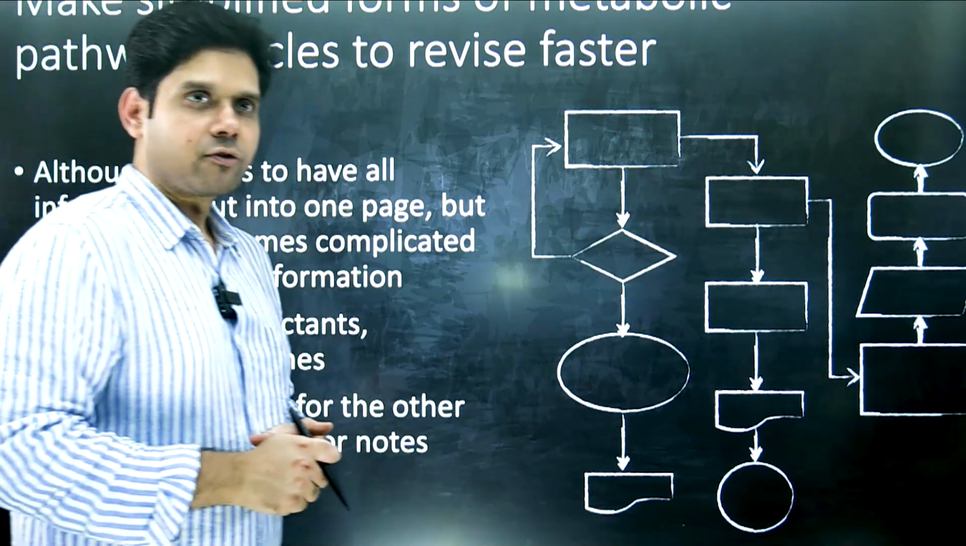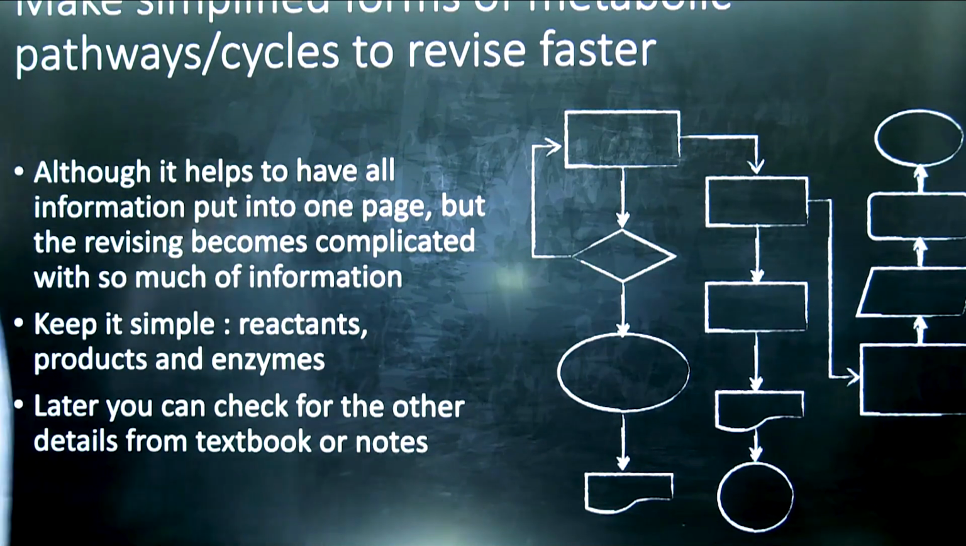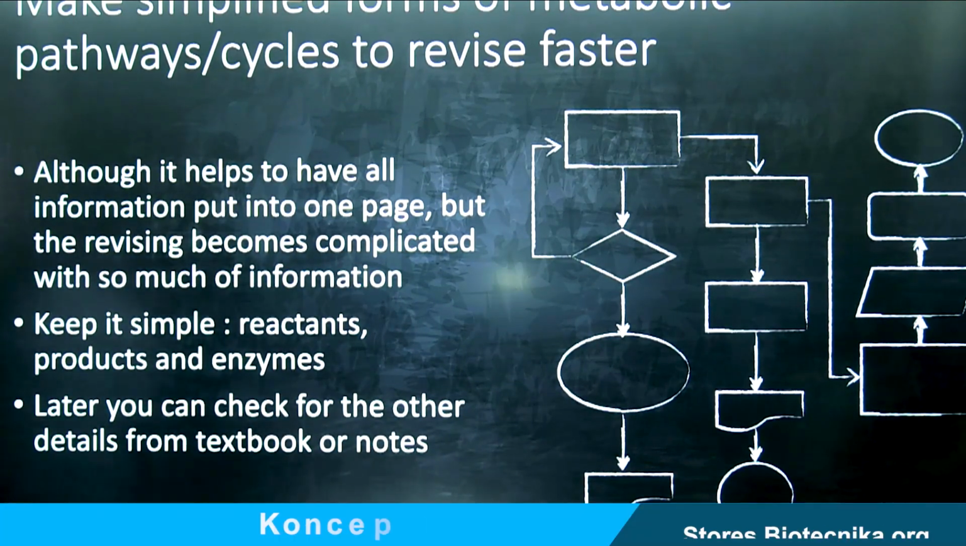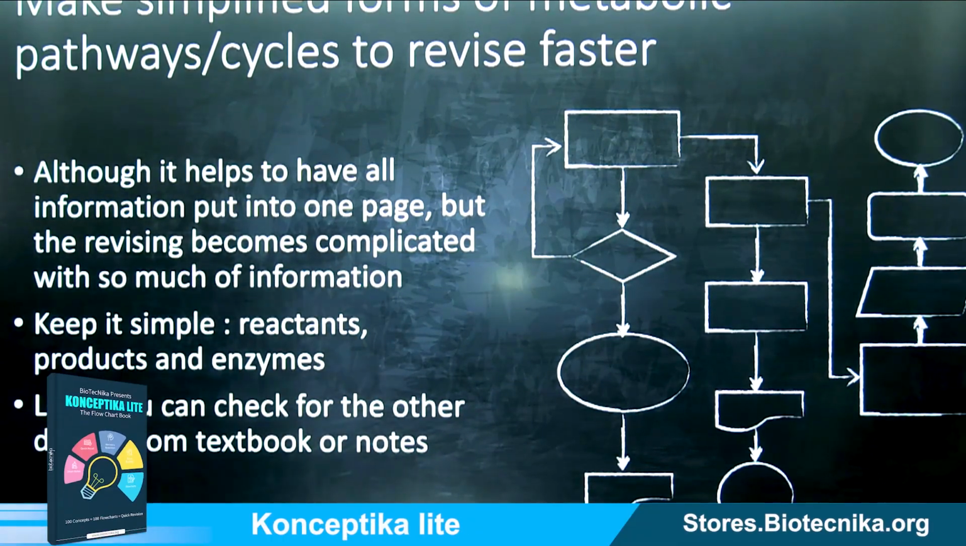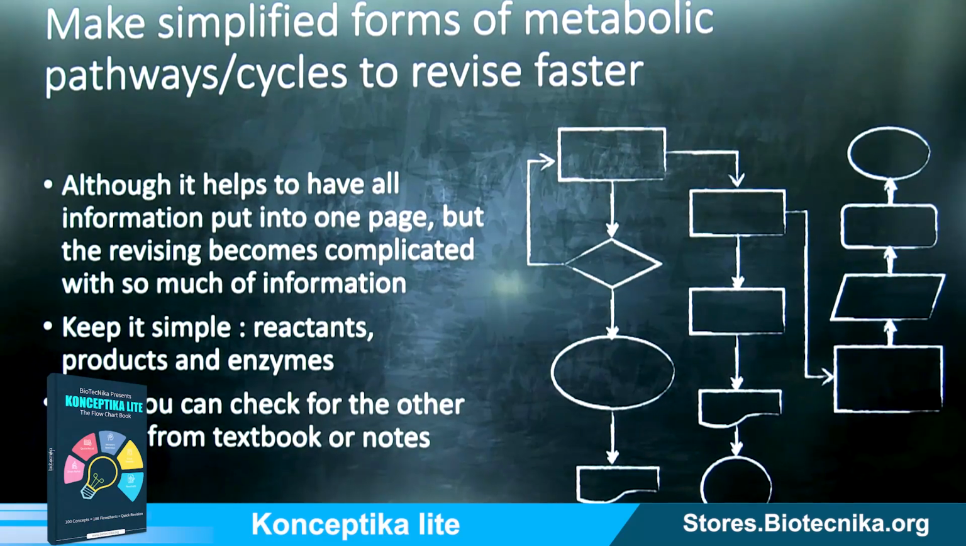Now next is your flowcharts. Now what exactly is a flowchart? Make simplified flowcharts. Now pathways or cycles. Now what happens here? If you make this, you will be in a better position. Now if you have not made it, you will know that making simplified forms of metabolic pathways will help you revise faster. And that is where, if you already have the access of Konceptika in your study portal, it will help you. Now what exactly is Konceptika?